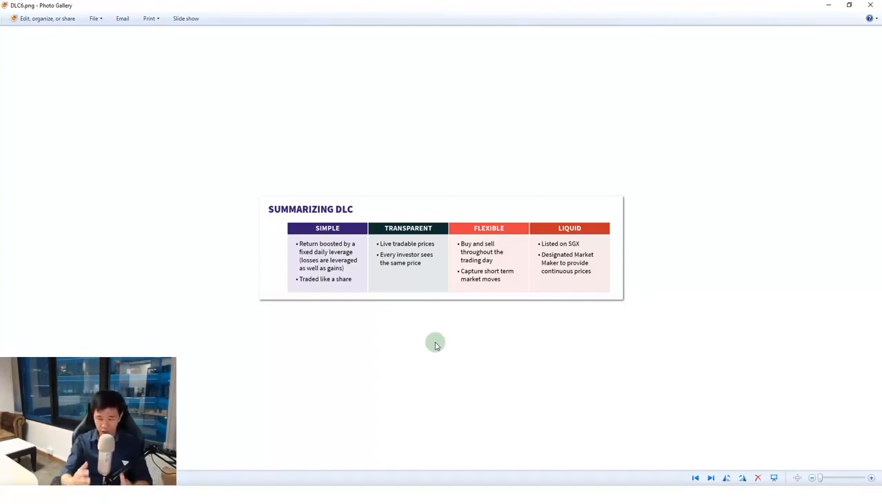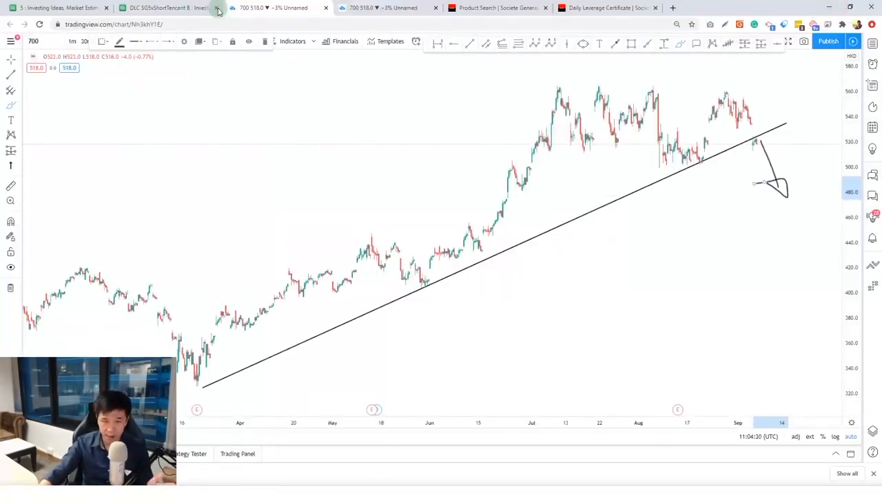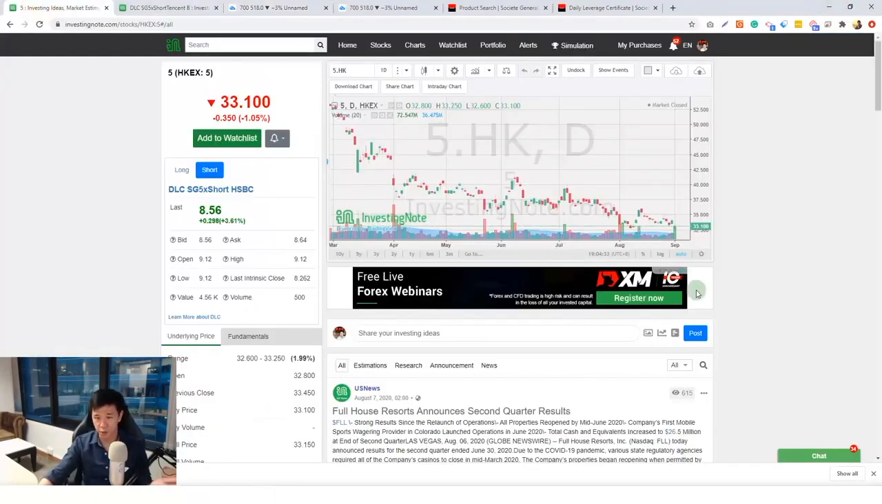And because all of the underlyings are listed on SGX, that is why they are very liquid. You're not going to find penny stocks over there which are not liquid. Everything there is listed on SGX, and it's very liquid. So they are basically the best underlyings to trade DLCs on. So this was a really quick crash course on what DLCs are, and how to use Investing Note to make the most out of them.